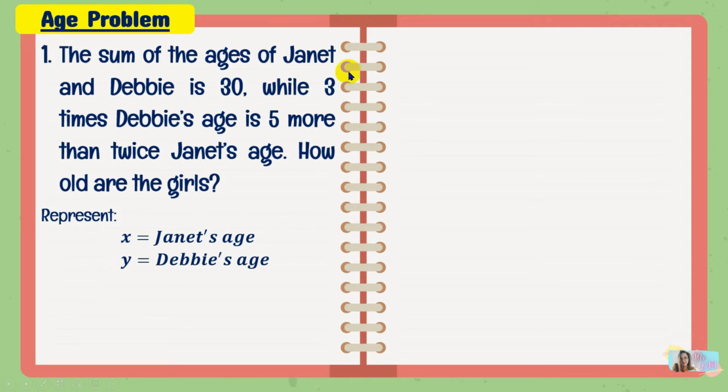And then from the first statement, the sum of the ages of Janet and Debbie. Sum. When we say sum, the operation is addition. So makakapag-form po tayo ng ating unang linear equation. And that is x plus y is equals to 30.